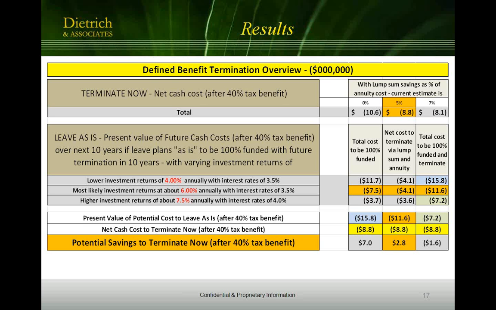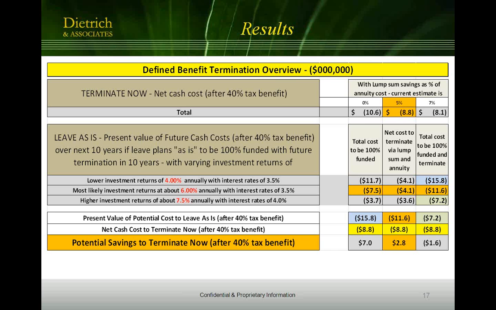To terminate the plan now on an after-tax cost basis and offer the term vesteds and actives lump sums, the after-tax cost for the baseline scenario would be $8.8 million. Now, you see a 5% savings. That 5% savings assumes that 50% of the participants, terminated, vested, and active, would take the lump sum. We were being conservative here. The 7% represents 70% of that same group selecting the lump sum, and the 0% represents purchasing annuities for everybody.